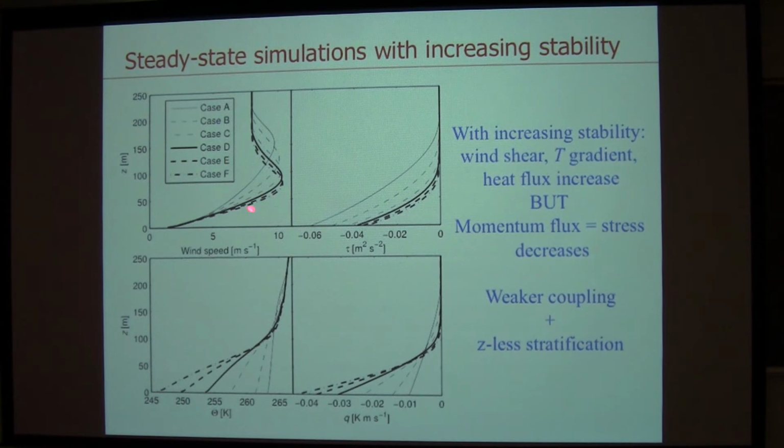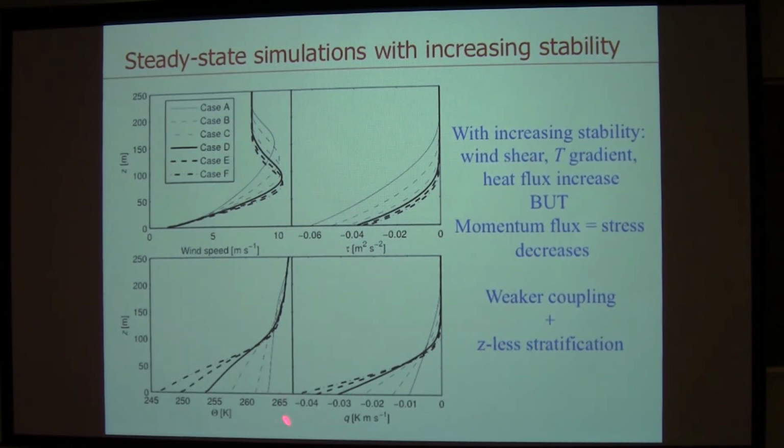So what you observe is, again, if you do these simulations with LES, as you increase the stability, the supergeostrophic maximum decreases in height but increases in magnitude. The temperature gradients are larger. The velocity gradients close to the surface are also larger.